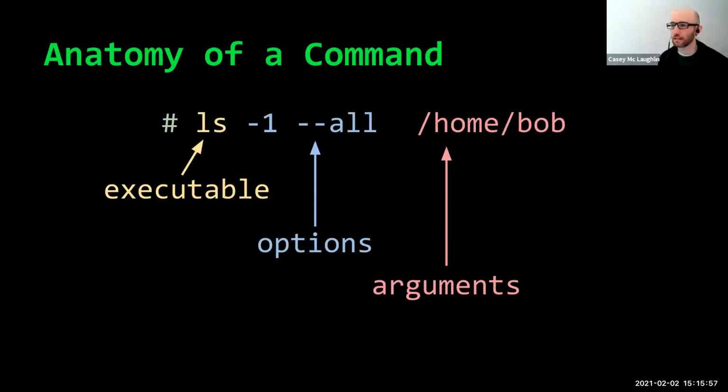Just know that there's always an executable. Sometimes there's options, and most of the time there's arguments. And there's all kinds of exceptions to these rules, but you don't have to worry about them for the basic stuff, which is all we're going to be going over today.